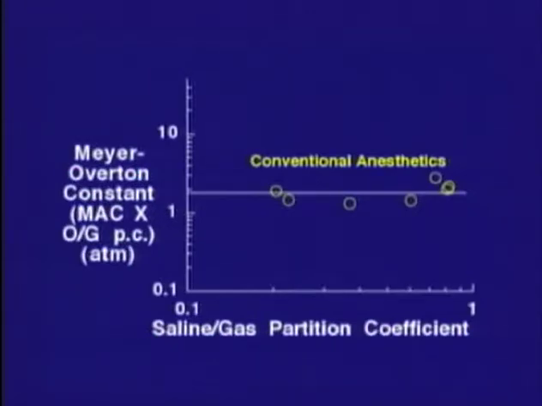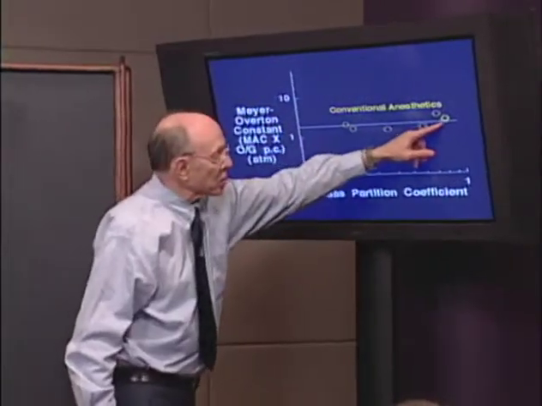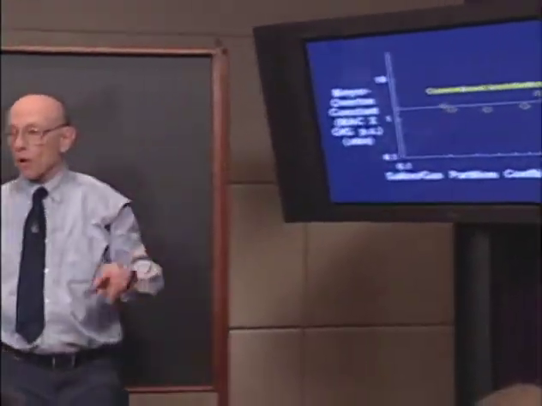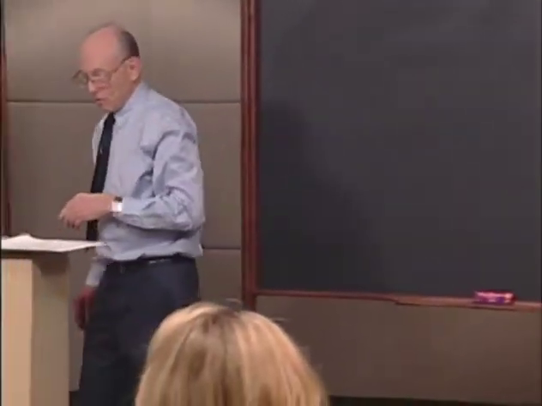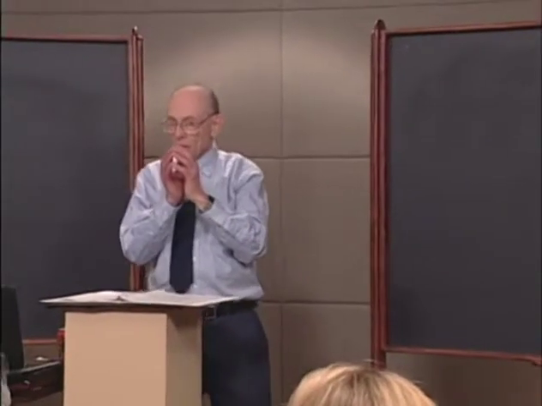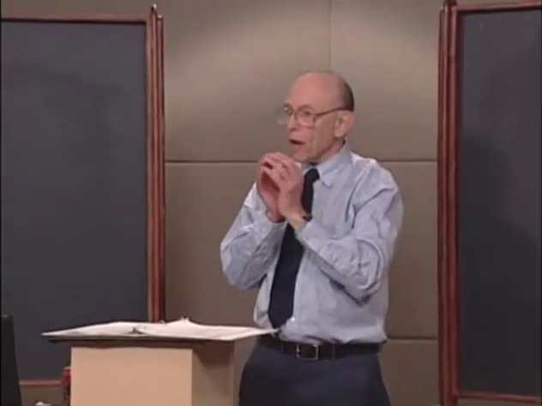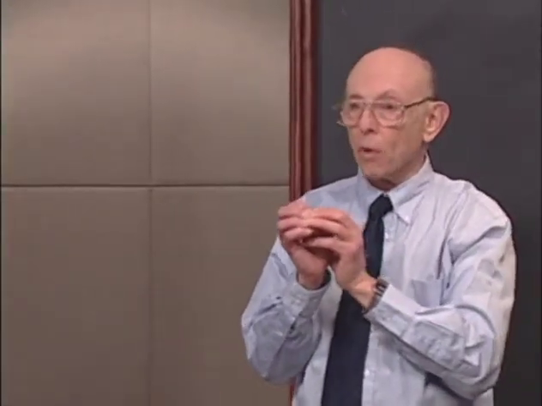So you look at the Meyer-Overton constant. Remember, that's the MAC times the lipophilicity equals 1.8 atmospheres. It doesn't change when we change the saline gas partition coefficient, when we change the affinity to water. At least for conventional anesthetics, it doesn't change. So what does this imply? If anesthetic potency is correlated with lipophilicity, where are the anesthetics acting? They're in the cord, but where in the cord?